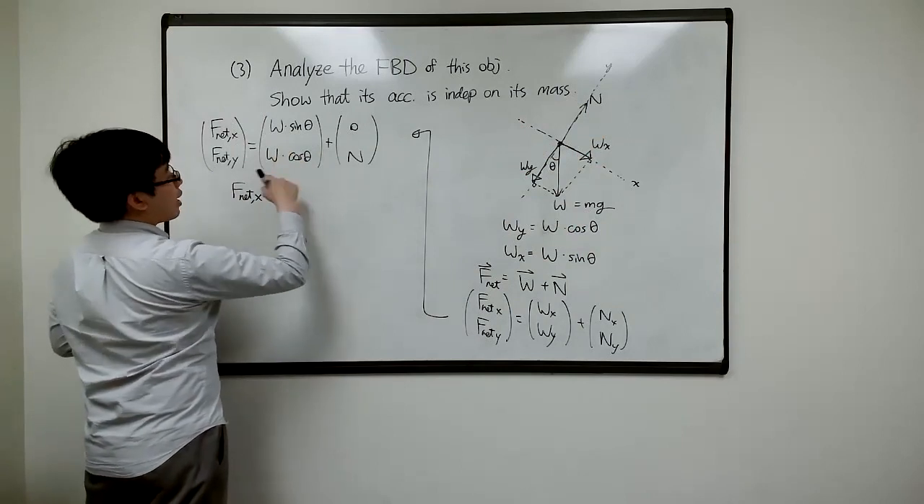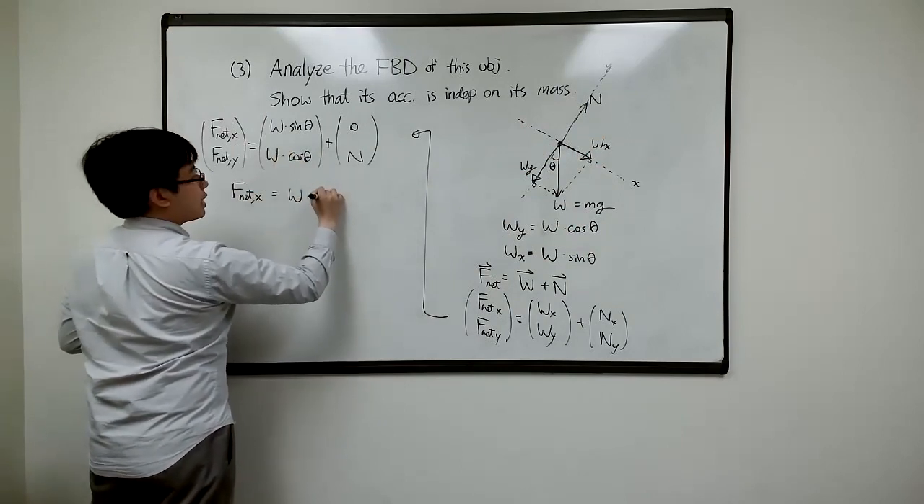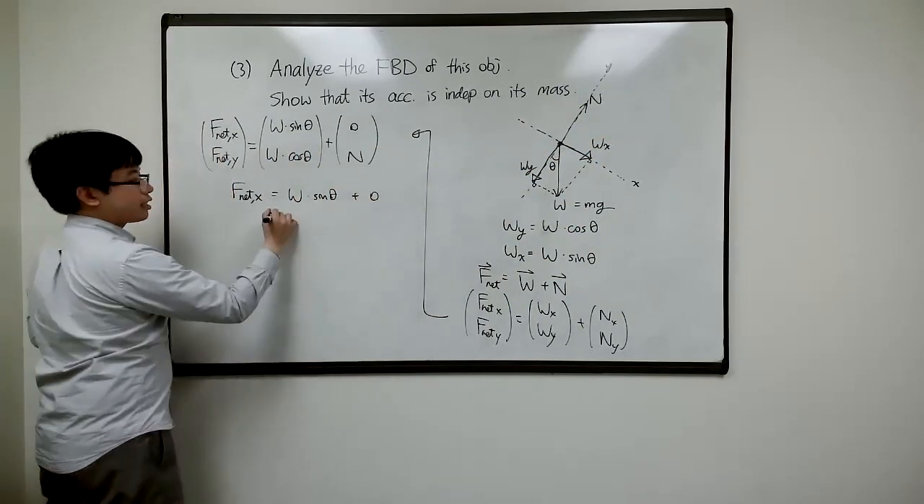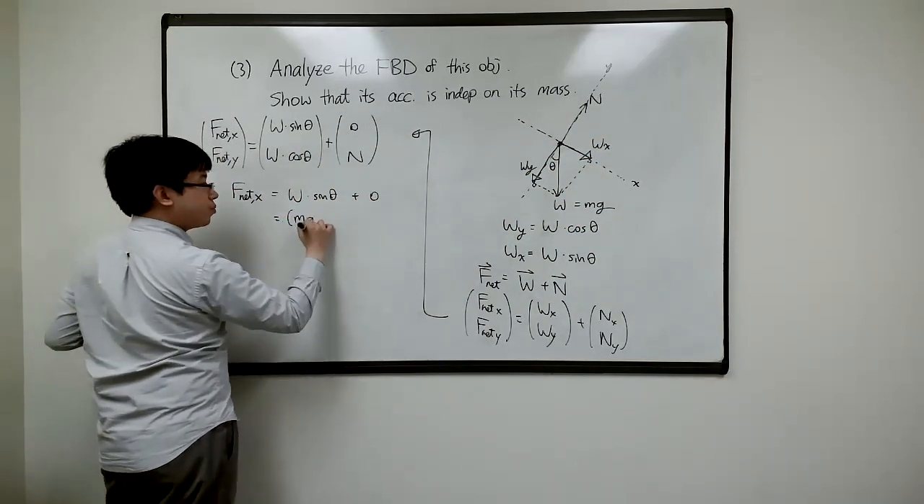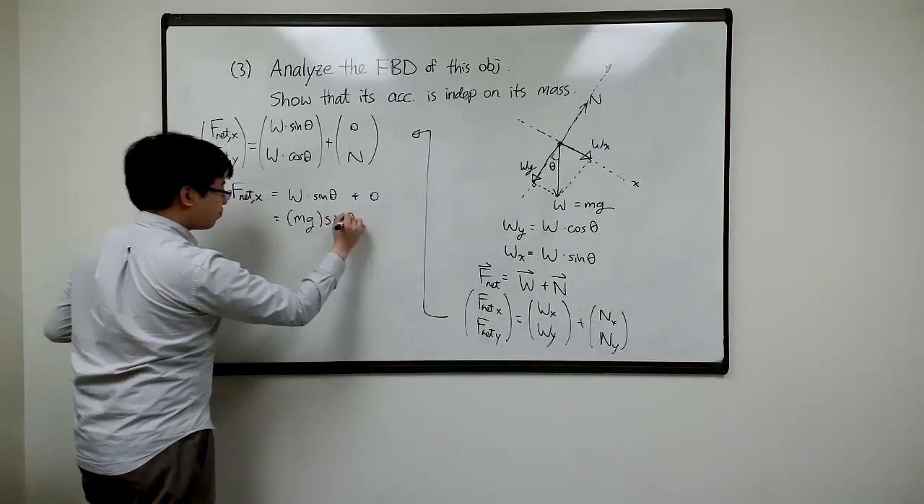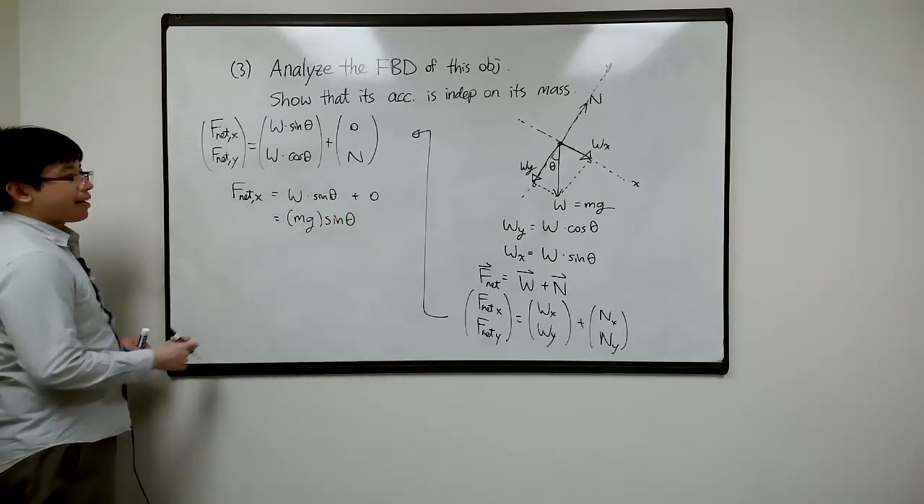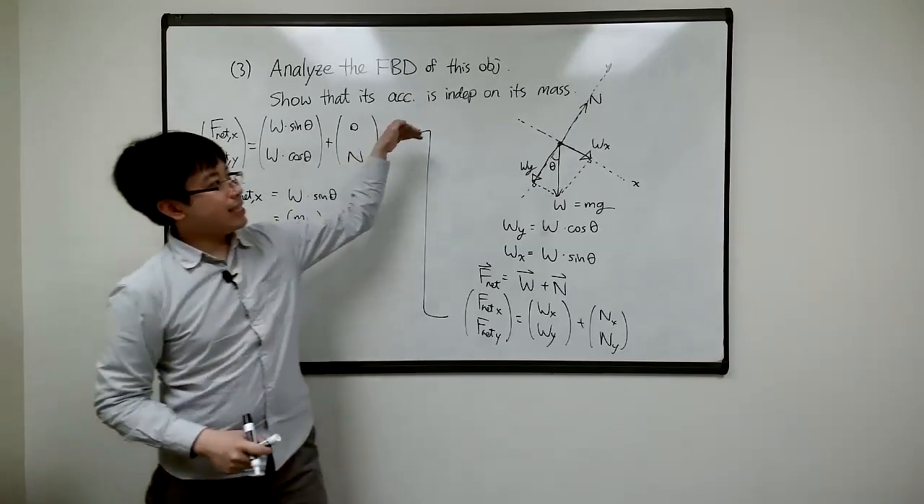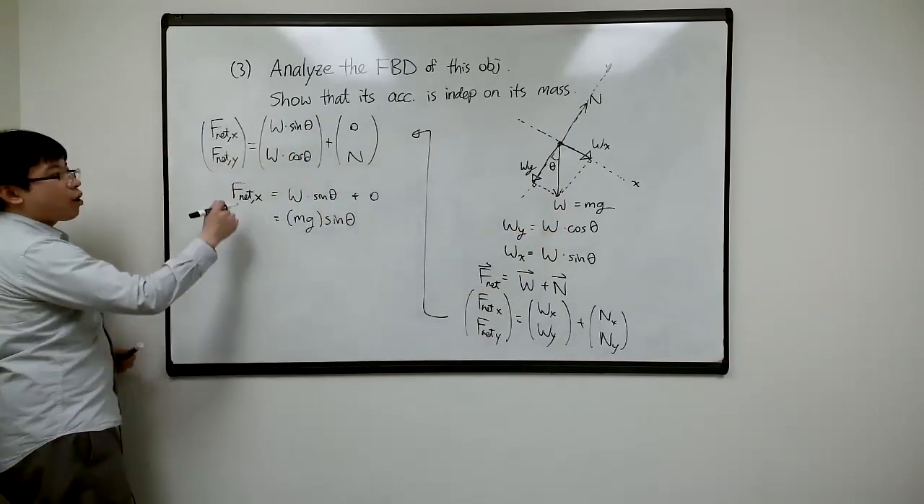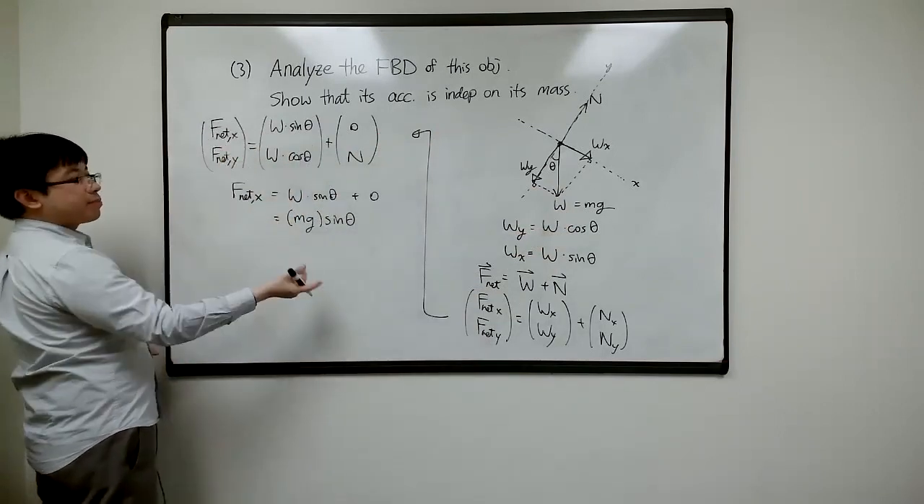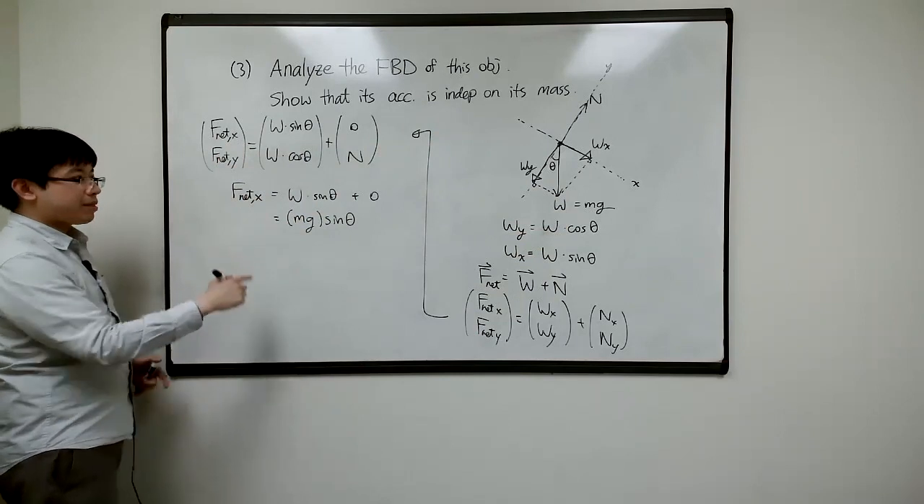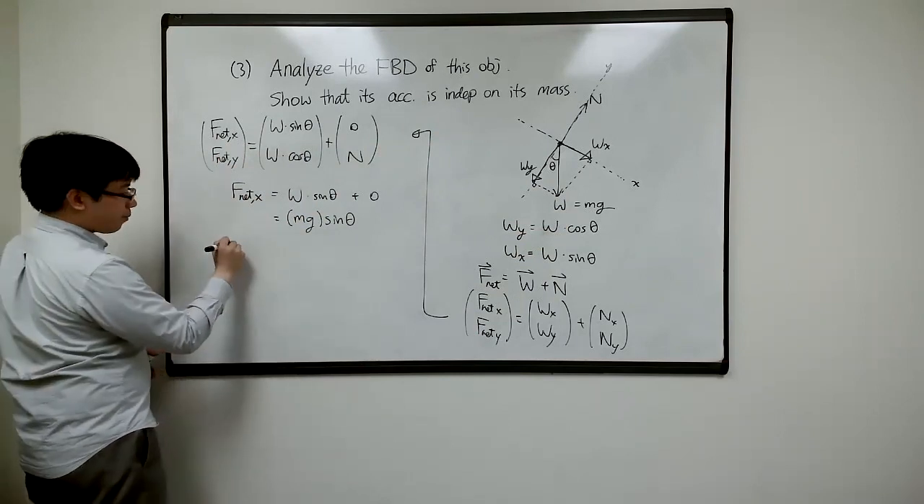Right, so now F net x is W sine theta plus 0. So this is mg sine theta. Okay, cool. So we know the net force in this direction. We found the first step, and the second step is to find the acceleration. So what do we know?